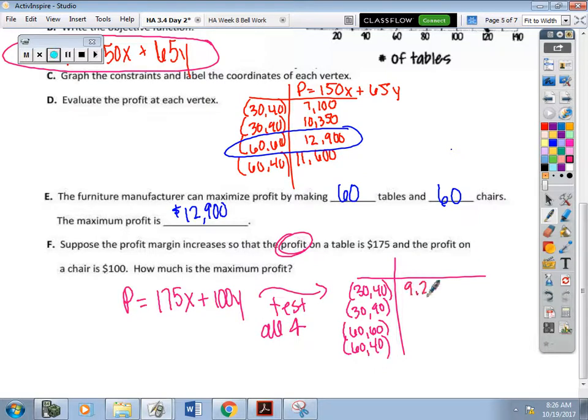We would get 9,250, 14,500, 16,500, and 14,250. So you can see the max is still the 60/60 point. So what is the maximum profit? That would be $16,500.